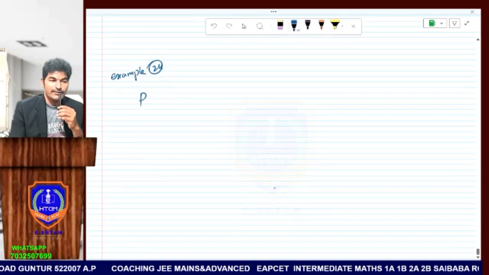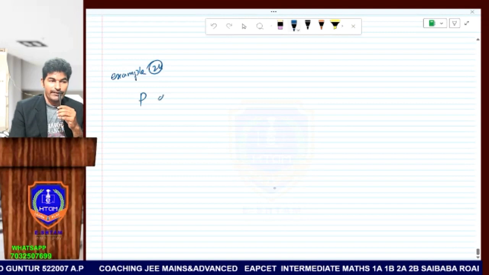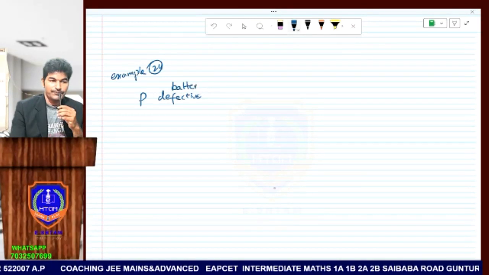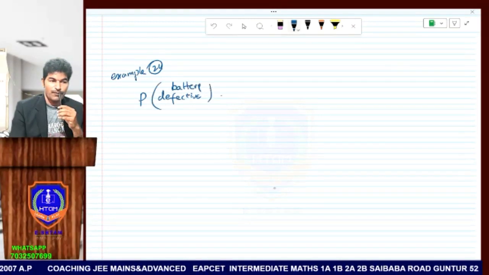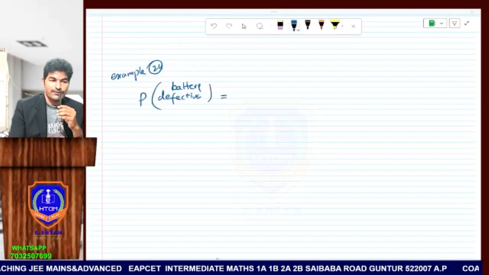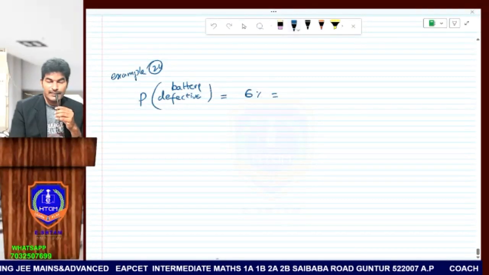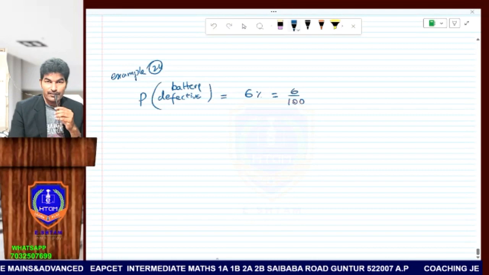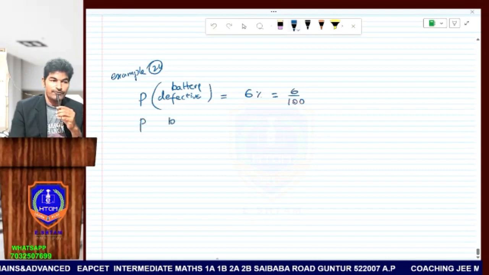So what he mentioned, defective. What is defective? He said battery defective. So probability of battery defective, how much he mentioned for battery? 4% bulbs, 6% battery. So 6%. What is 6% means? 6 out of 100. Okay.